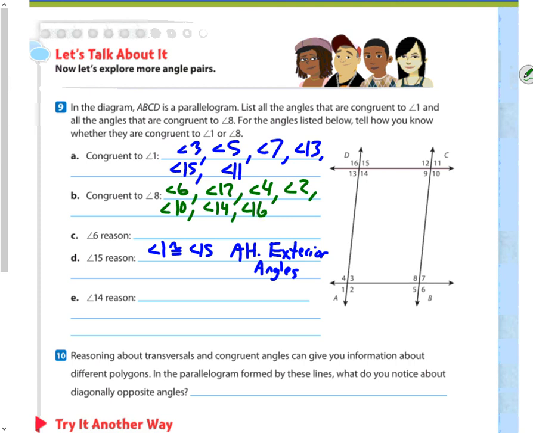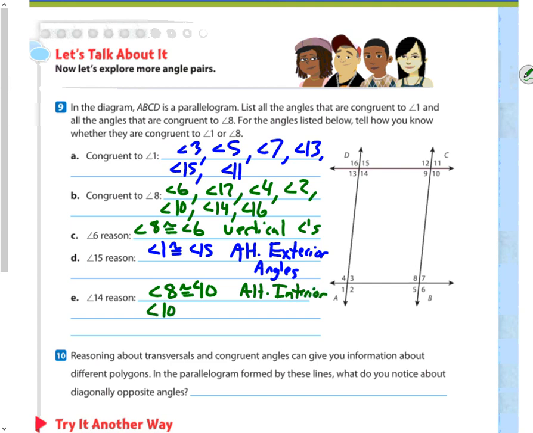Now, it's asking why is something congruent to angle 6 for letter C here. Vertical angles. So angle 8 is congruent to angle 6 because they're vertical angles. And last one is angle 14. I did say that it's congruent to angle 8. But the way we get there, let's just say angle 8 is congruent to angle 10, because alternate interior angles.